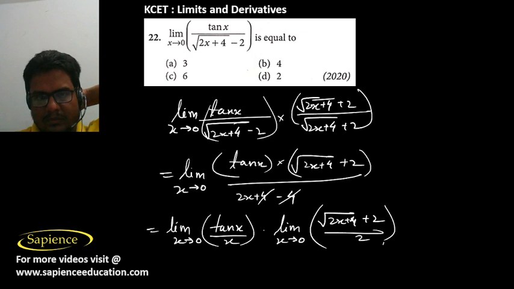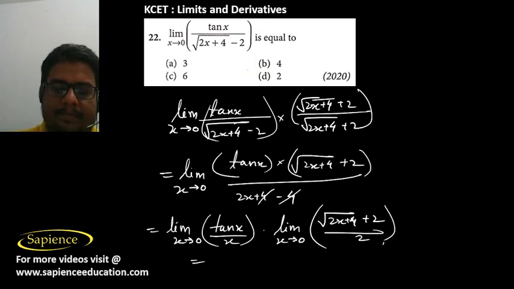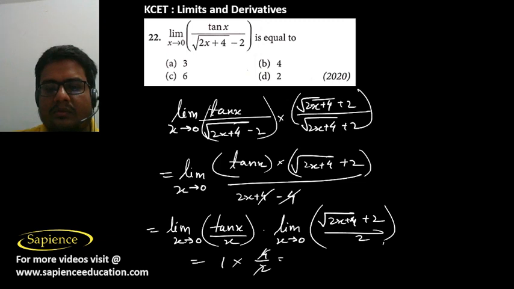So now this will become 1. So 1 into, if I put x equal to 0 here, this will be root over 4, that is 2, 2 plus 2 is 4, 4 by 2, that is 2. So 2 is the answer. So option D is the correct answer.